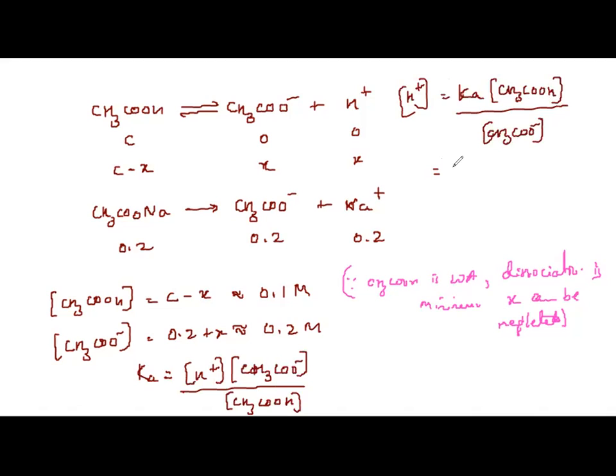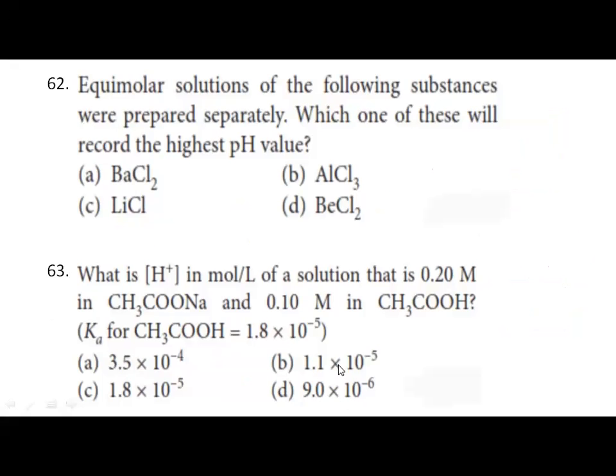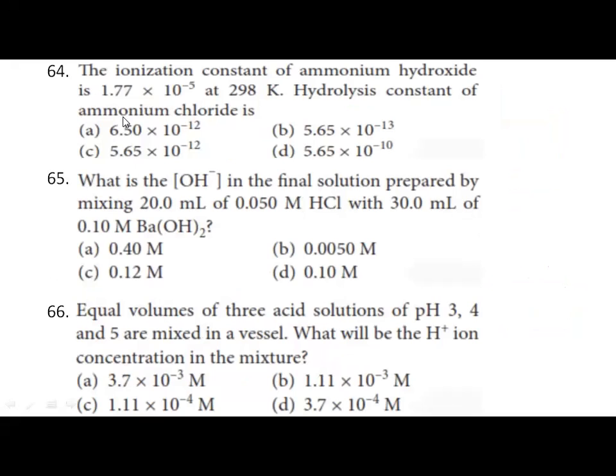Okay. What is the dissociation constant given? 1.8 into 10 raised to minus 5, into CH3COOH concentration, which is 0.1, divided by CH3COO minus, which is 0.2. Solve it out. You will get the answer 9.0 into 10 raised to minus 6 molarity. This is the H plus ion concentration. So the correct option is option D. Yes, is that clear? Next question.